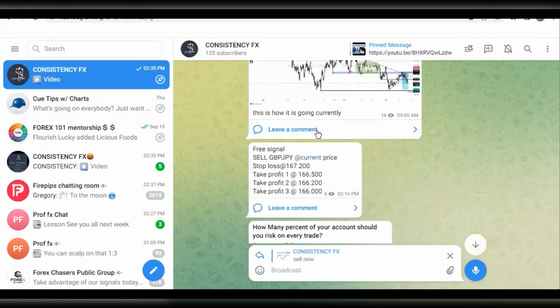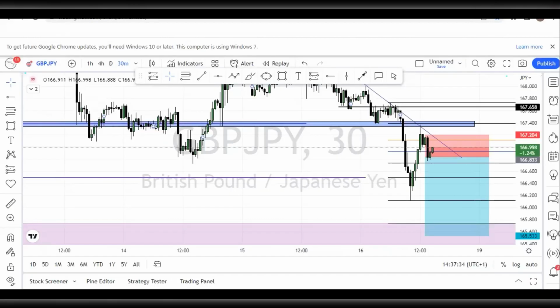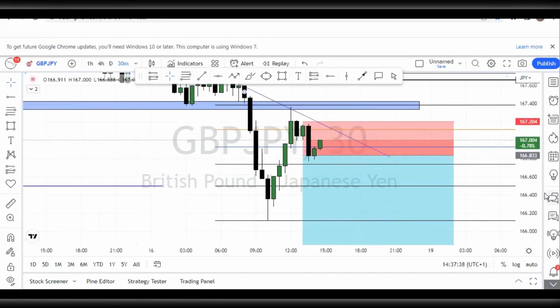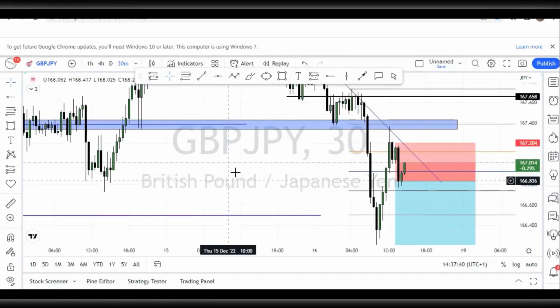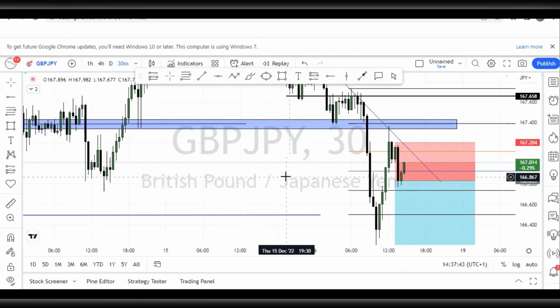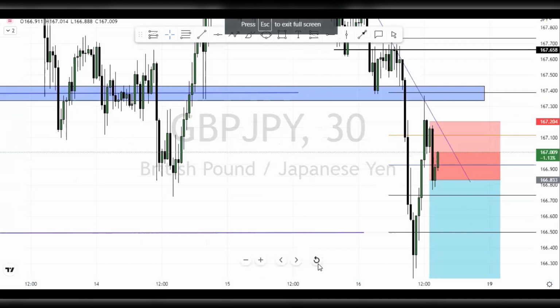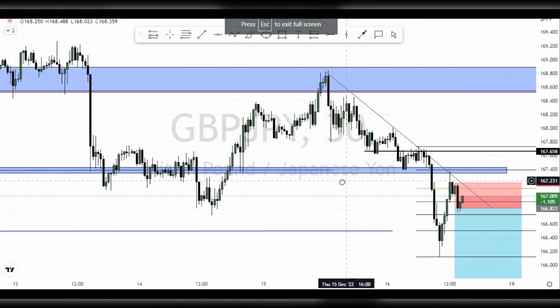Here's the signal right here, and we are currently on drawdown, on a loss, but I feel like it's still going to play out. And if it doesn't play out, it's a minimum risk that we're taking on this one. It's a very, very easy, simple setup. This is the 30 minutes time frame.